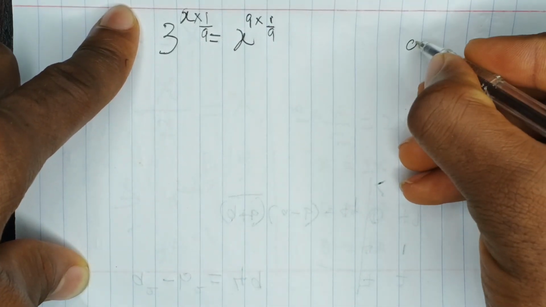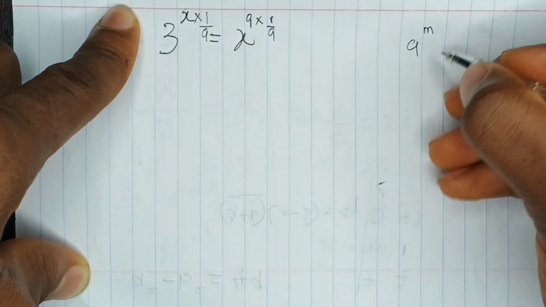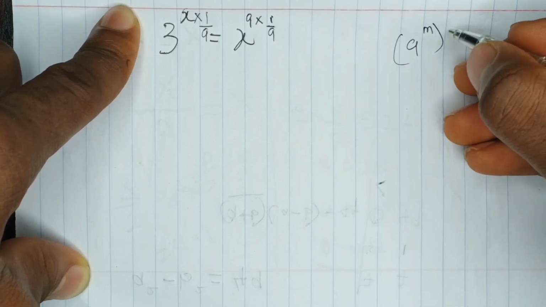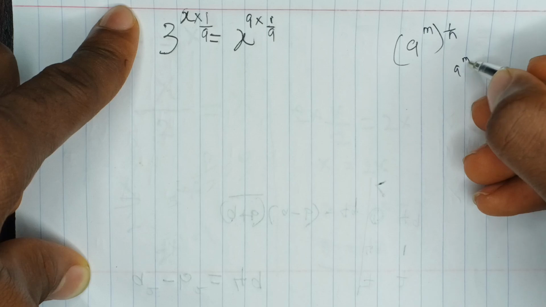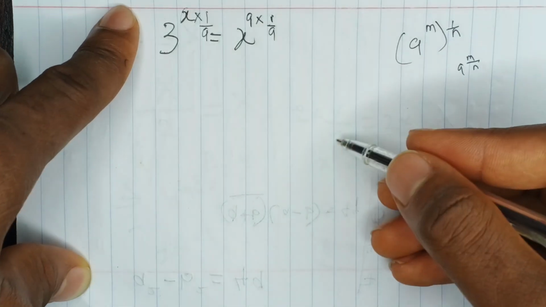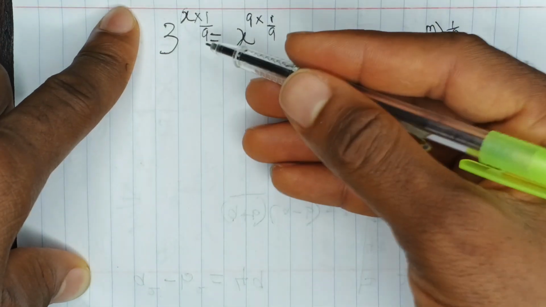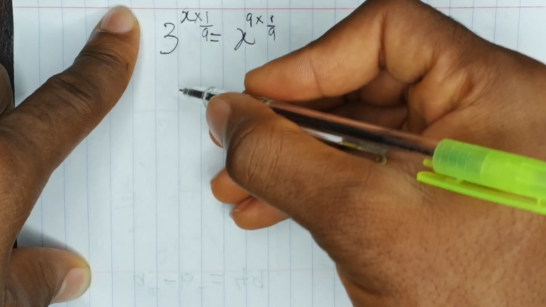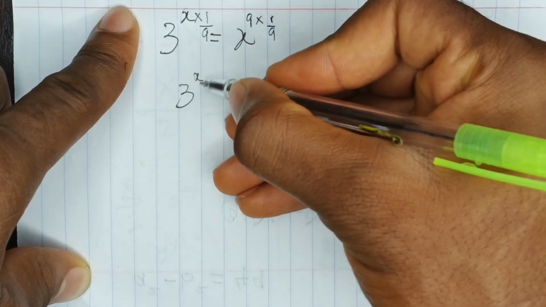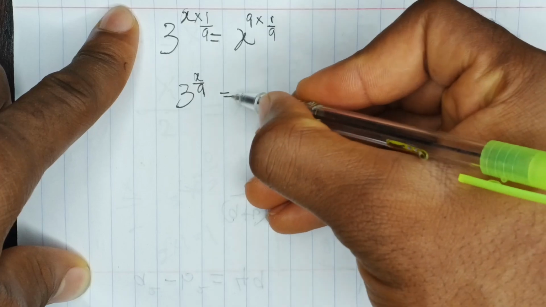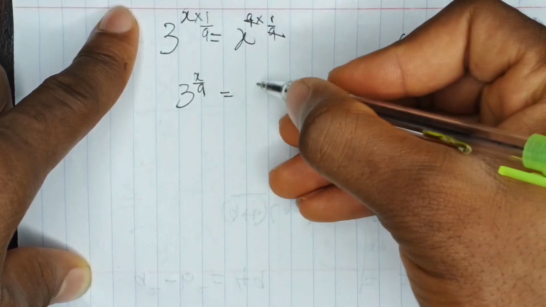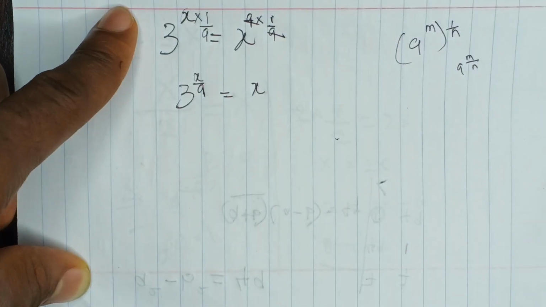if you have something like a raised to the power m and you are raising it again to the power of 1 over n, this becomes equal to a raised to the power m over n. The same thing applies here. So this now becomes 3 raised to the power x over 9, and 3 raised to the power x over 9 is now equal to what? 9 will take 9x. Alright?